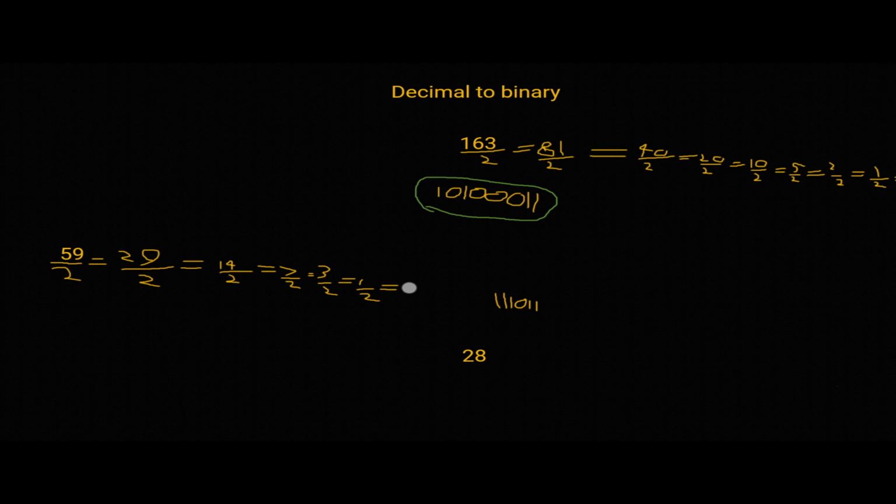And now we no longer have a non-zero quotient. So it should be a full 0. And so our answer is 111011. All right, now let's knock out the final number, 28. Let me use the right color here. Okay, so 28 divided by 2 equals 14.